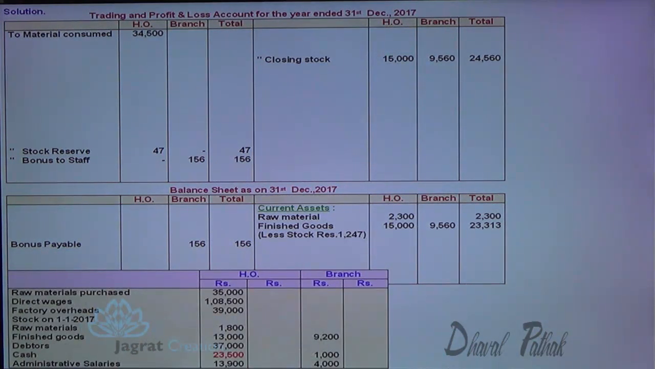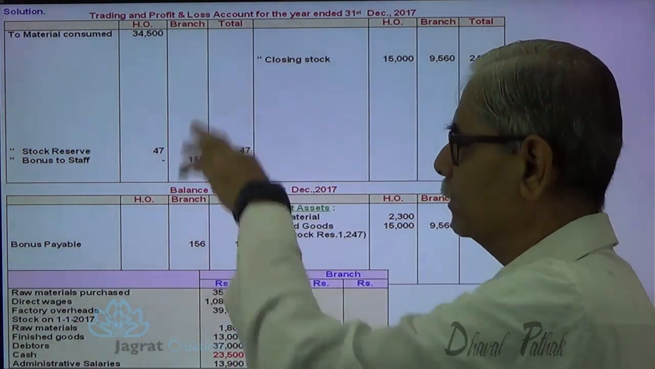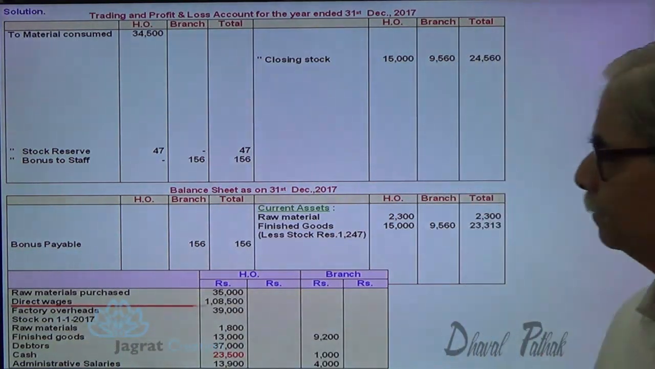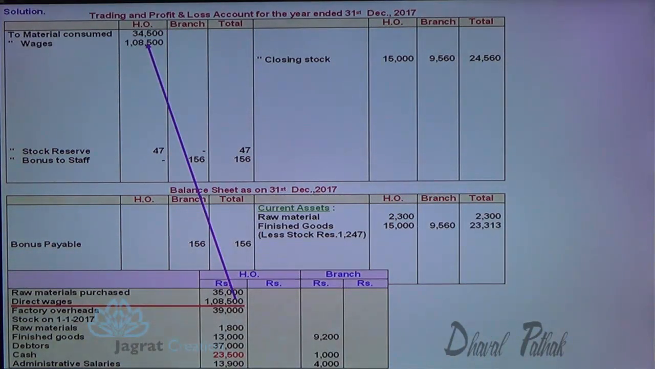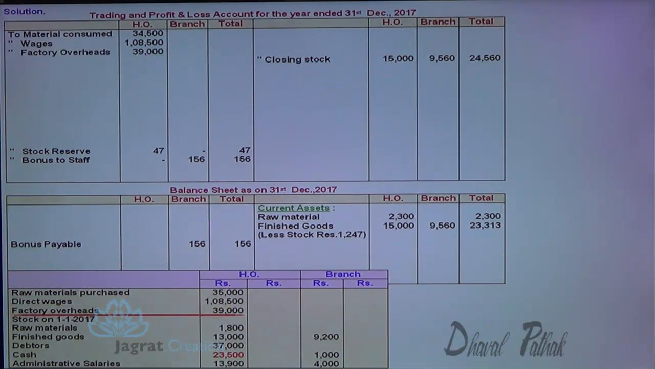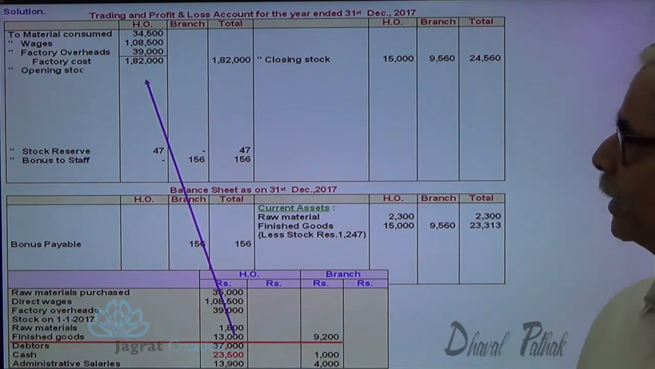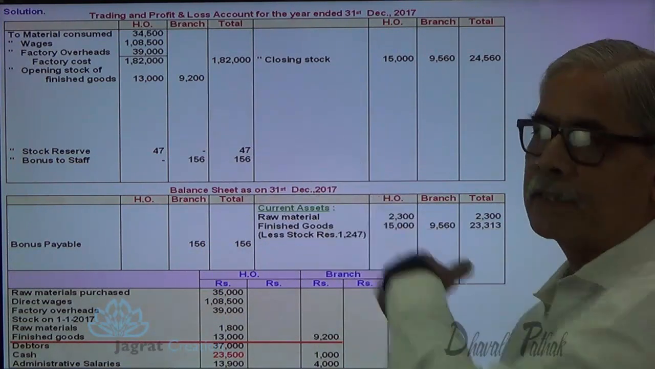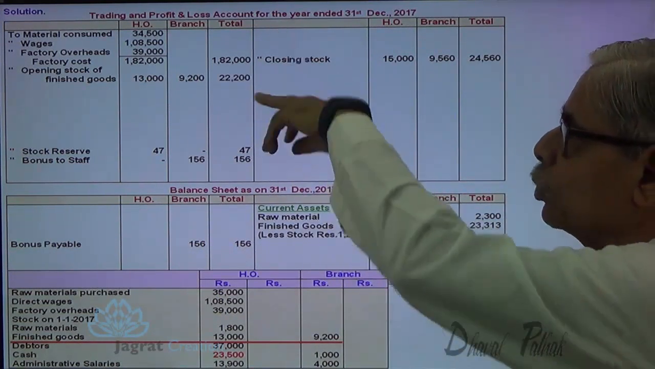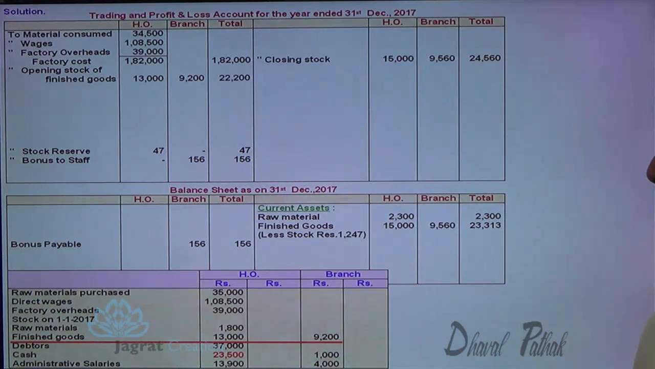Now, raw material purchase done, direct wages, HO trading account debit, factory overheads trading account debit, stock of raw material I won't write. Finished goods, opening stock, head office and branch. Total I write in the total column. That is for the entire entity.